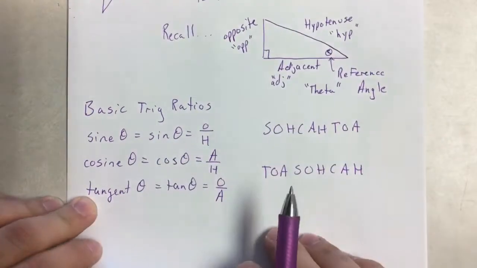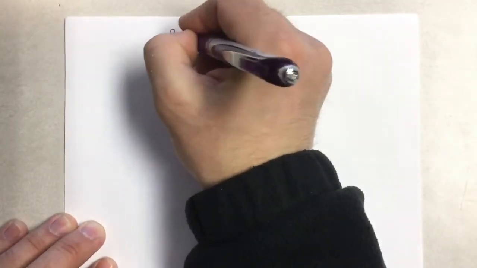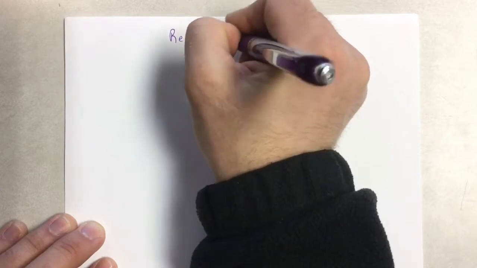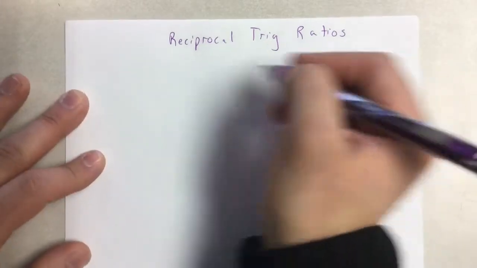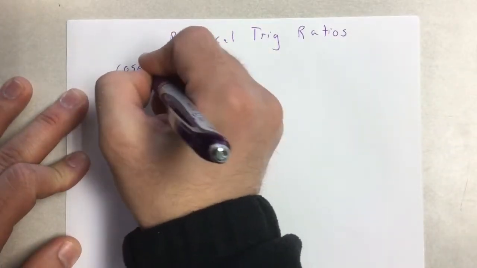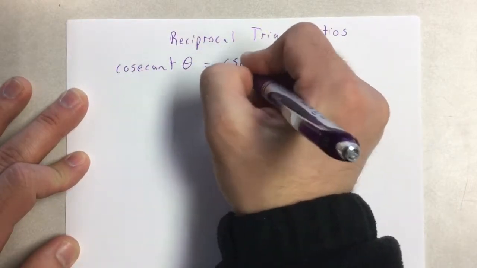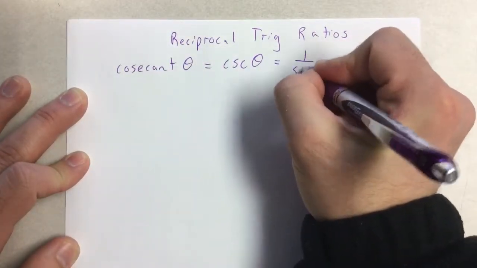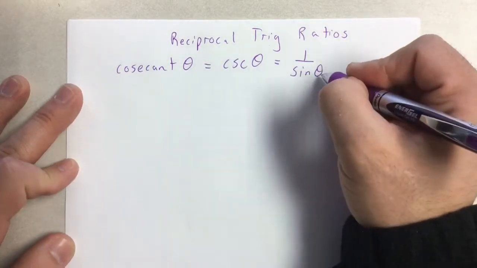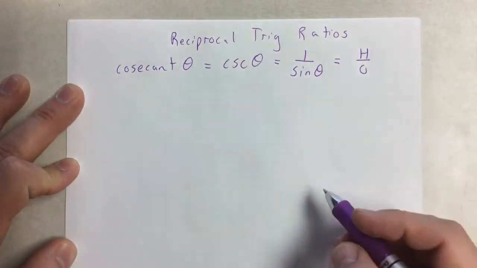So those are three of the basic trig functions. There are three additional. We call these the reciprocal trig ratios. So the three are cosecant of our reference angle, which we abbreviate CSC, but still say cosecant. This is the reciprocal of sine, so it means 1 over sine. So if sine was opposite over hypotenuse, this would become hypotenuse over opposite.